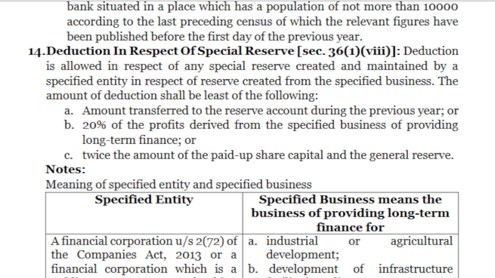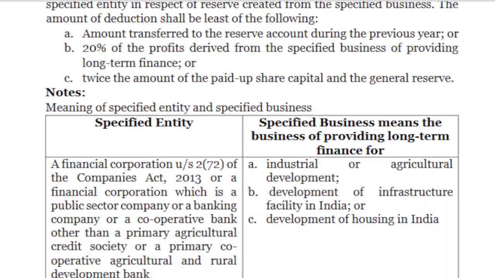That's it. Okay. Now what they did, there is a deduction allowed in respect of the special reserve. Now the special reserve is created, and for that they are ready to give deduction. Now who actually created the special reserve? A specified entity from the specified business. Now what is specified business? I'll tell you. Let's come to the table and see what is specified business.